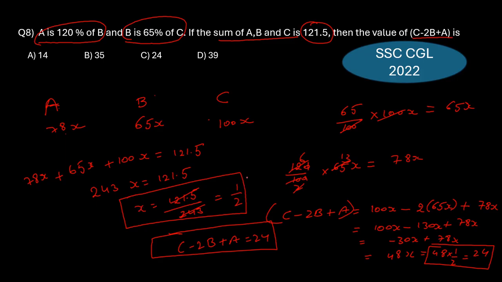But I was asked to find the value of C minus 2B plus A. So C minus 2B plus A is 100x minus 2 into 65x plus 78x, which gives me 48x as my final value. So in order to find the exact value, I'll substitute this x with 1 by 2, which I have got earlier, and I'll find my final answer to be 24. So the value of C minus 2B plus A is 24.